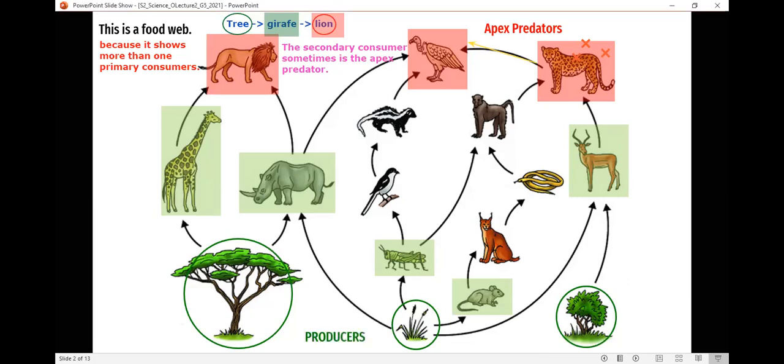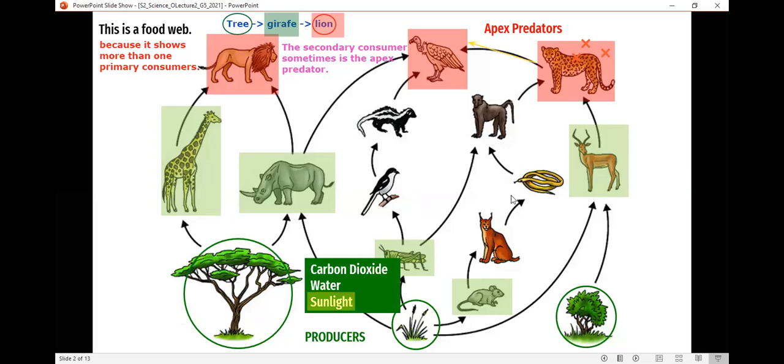Why are they called producers? Why do we classify them as producers? Because they make their own food. Excellent job. They produce their own food. Green plants are the producers because they produce their own food. What do green plants need to produce their food? Carbon dioxide, water, and sunlight energy.